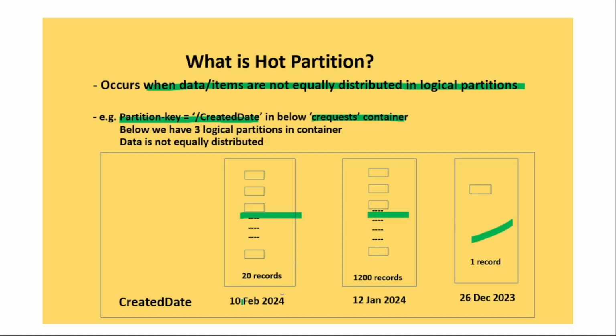The number of requests submitted on 10th of Feb 2024 is 20. On 12th January 2024, there are 1200 requests submitted, and on 26th December 2023, there is only one record, that is, only one request submitted. It might be because this is the holiday season. Now if we see, data is not equally distributed across logical partitions, and this second logical partition, which has these 1200 records, is the hot partition.